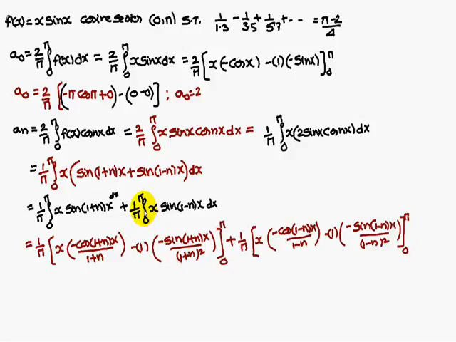Next this integration, 1 by pi x into minus cos 1 minus n into x by 1 minus n, x differentiation 1, minus, as usual cos integration is plus sin 1 minus n into x by 1 minus n into 1 minus n whole square, between the limit 0 to pi.